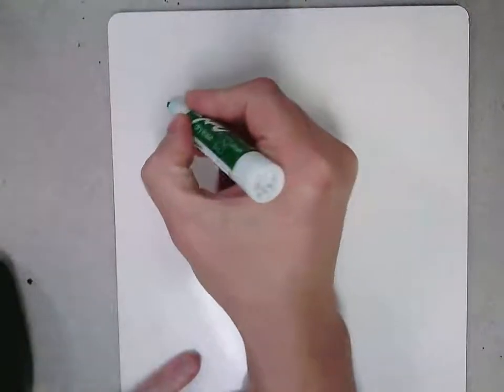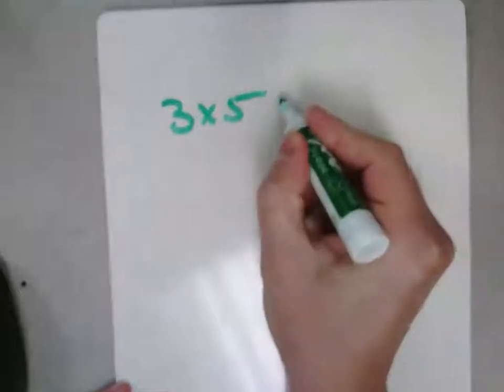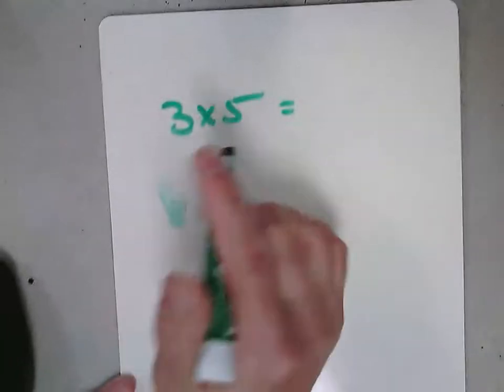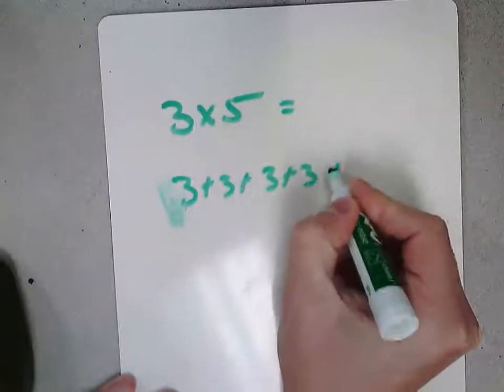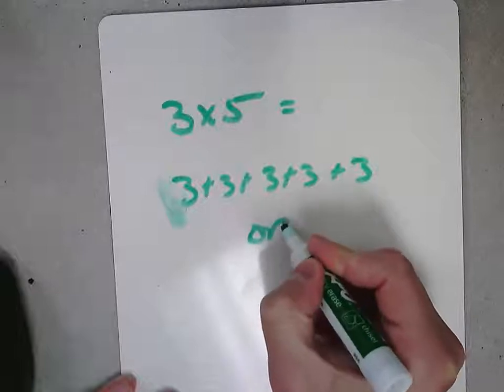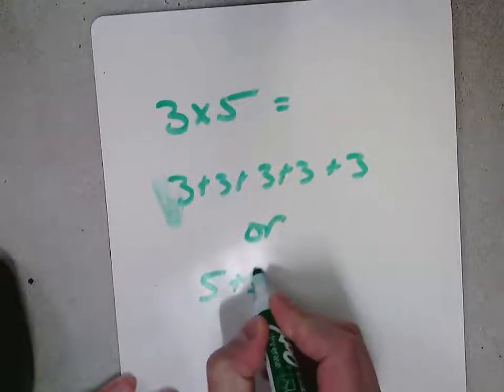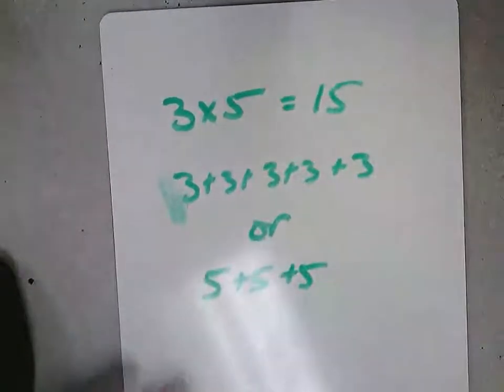When I mean repeated addition, what I mean is, if we look at 3 times 5, that is the same thing as 5 threes, 3 plus 3 plus 3 plus 3 plus 3, or, right, 3 fives, 5 plus 5 plus 5. Either of them will get you 15, our total amount.